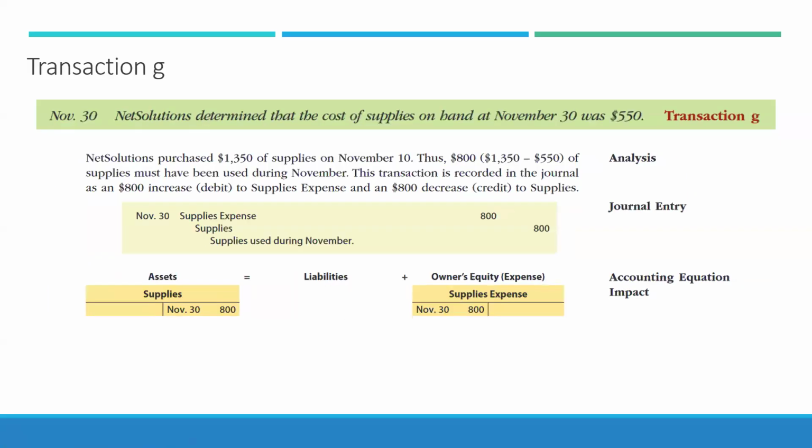Okay? Net Solutions determined that the cost of supplies on hand at December 30th was $550. Well, that means we used up $800 worth of supplies. So when we use up $800 worth of supplies, we're going to show supplies expense increases, which means we debit it, and the asset supplies decreases, which means we credit it. Does that make sense, guys? Is everyone following this? Okay, next.